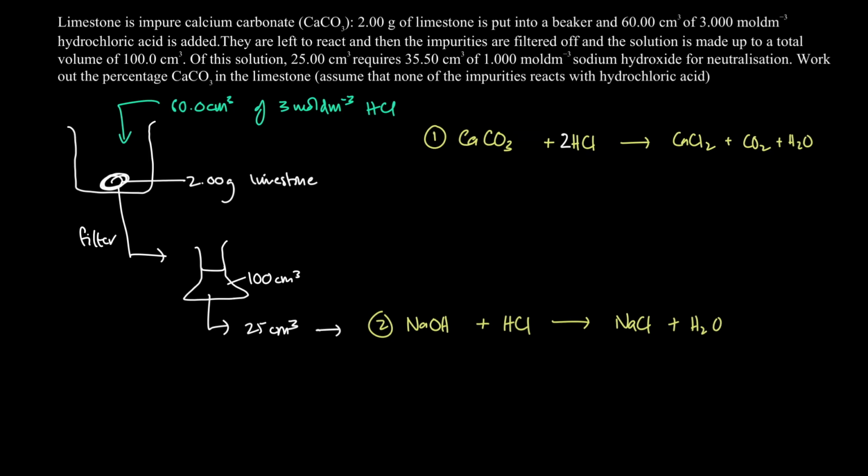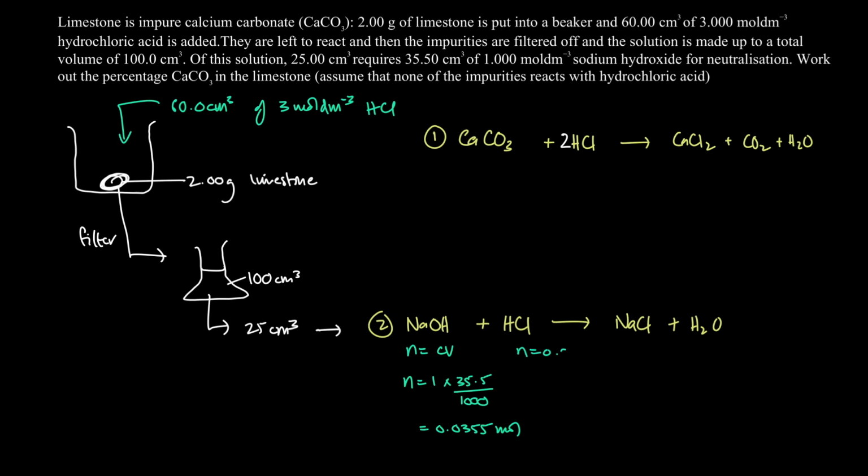Now we know exactly how much sodium hydroxide was required for the second reaction with HCl. They've given us the concentration and the volume. So the number of moles of sodium hydroxide is concentration times volume. The concentration is 1 mole per dm³ and the volume is 35.5 cm³. So the number of moles comes out to 0.0355 moles. Since sodium hydroxide and HCl react in a 1:1 ratio, in this 25 cm³ sample of the leftover solution we have the same number of moles of HCl.